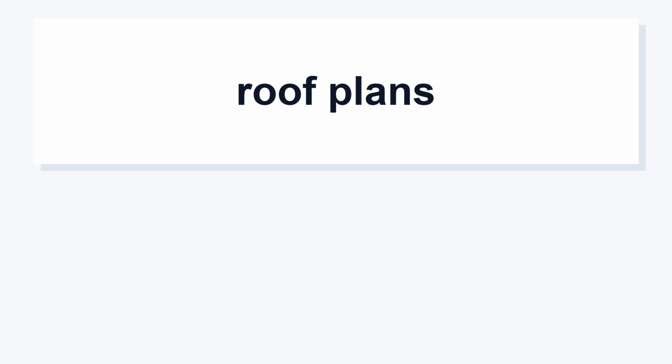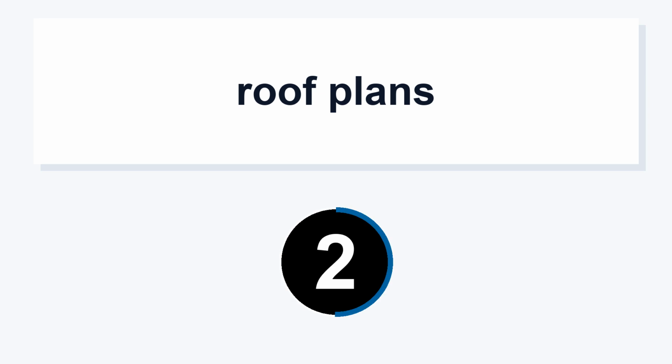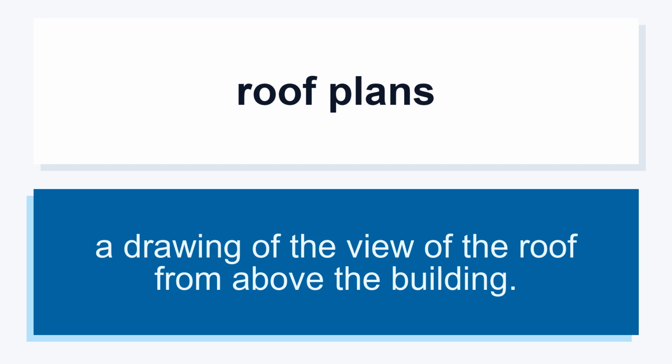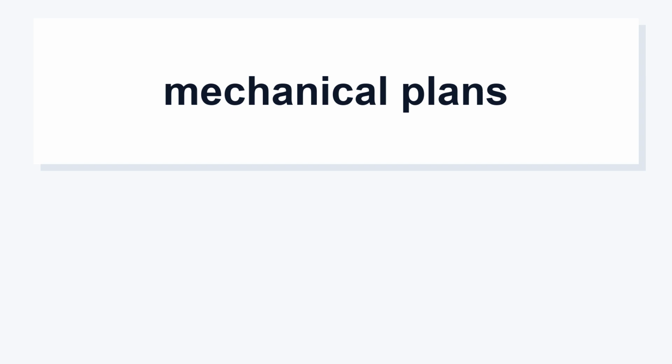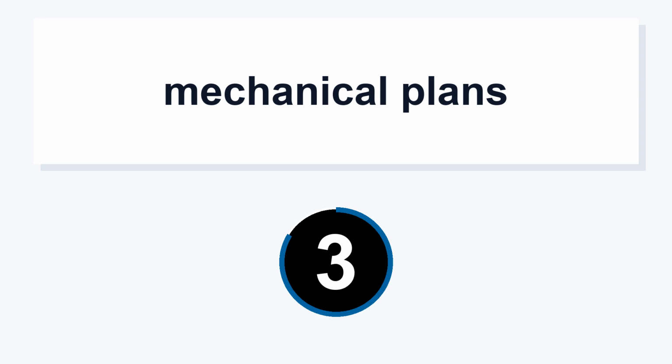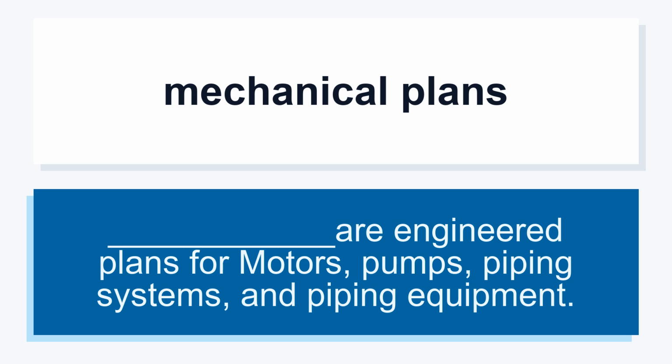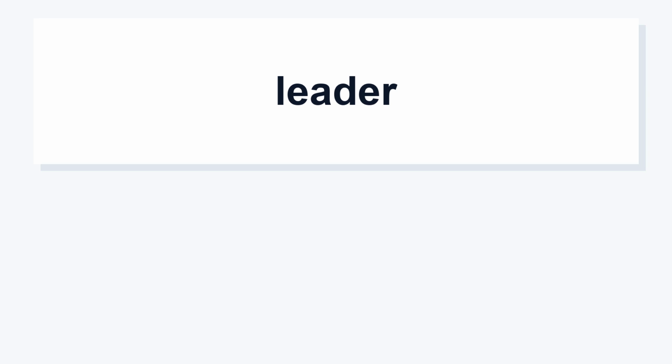Roof plans. A drawing of the view of the roof from above the building. Mechanical plans. Mechanical plans are engineered plans for motors, pumps, piping systems, and piping equipment. Leader.